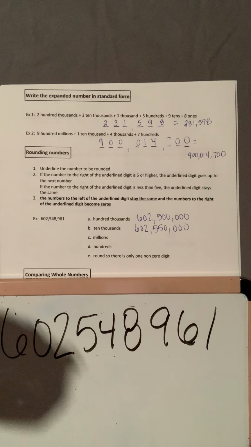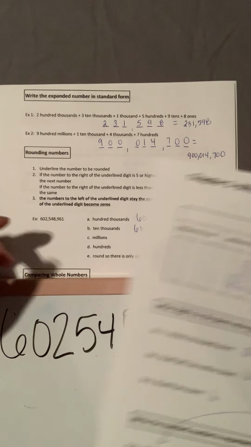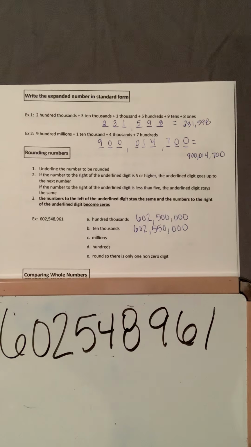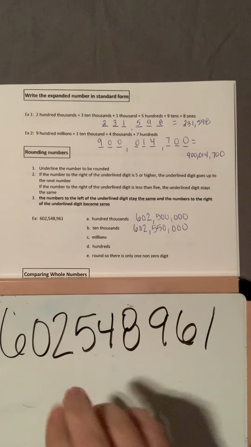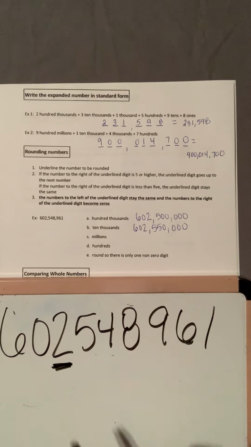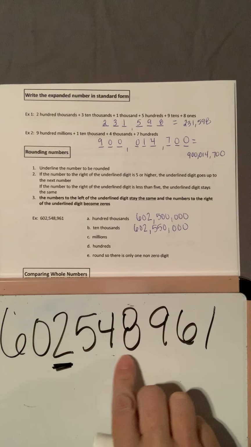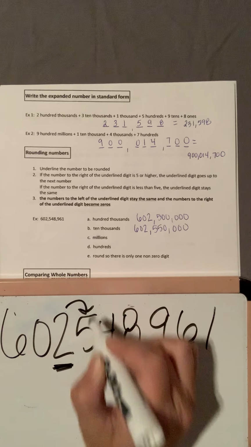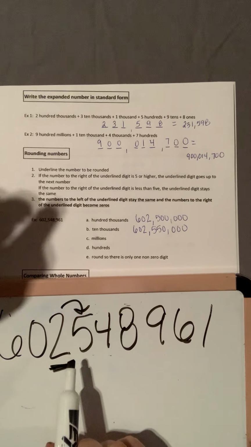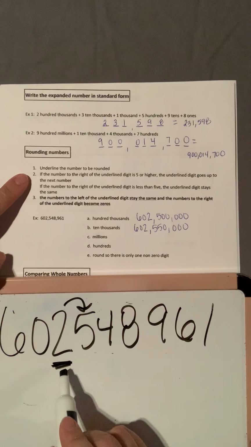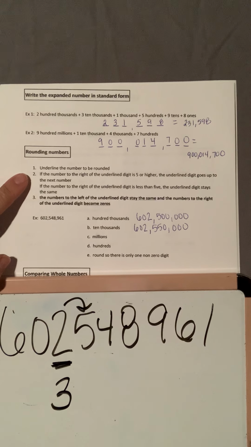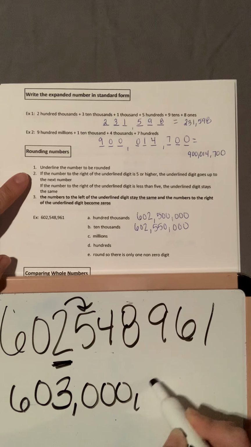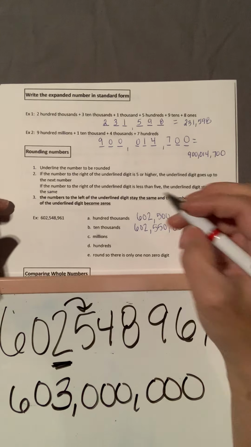Okay, now we're going to round to the millions. Millions is here. That's 1, 2, 3, 4, 5, 6, 7 over. 1, 2, 3, 4, 5, 6, 7. That's the 2. Okay, ones, tens, hundreds, thousands, 10,000, 100,000, millions. Look to the number to the right of it. If the number to the right is 5 or higher, the underlined digit goes up. So it goes up to a 3. Everything before it stays the same. Everything after it becomes a 0.